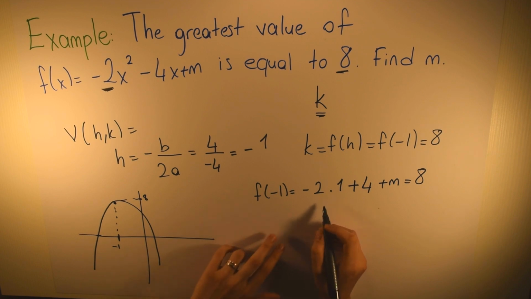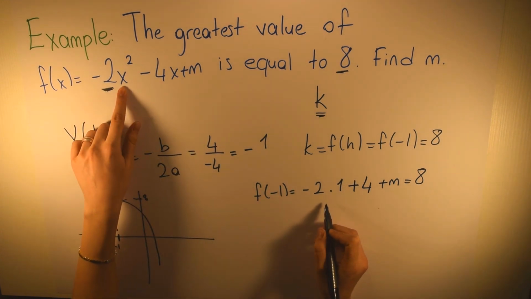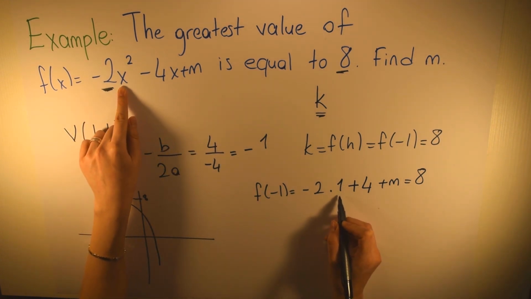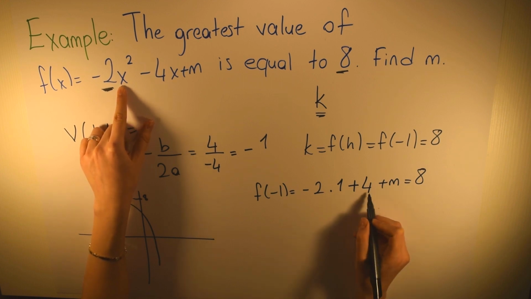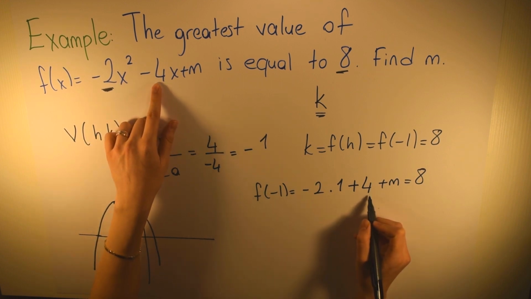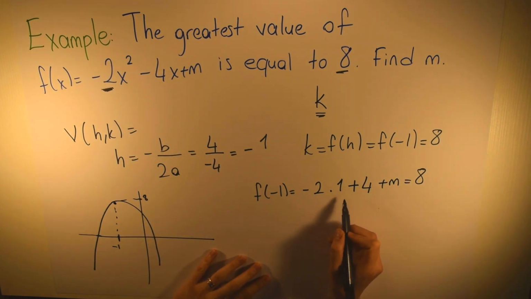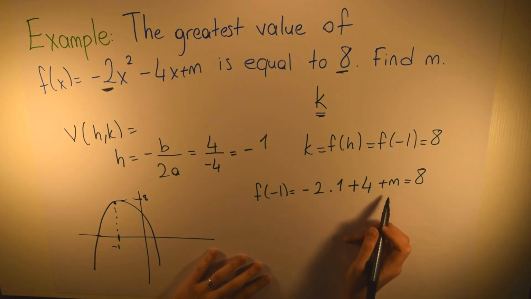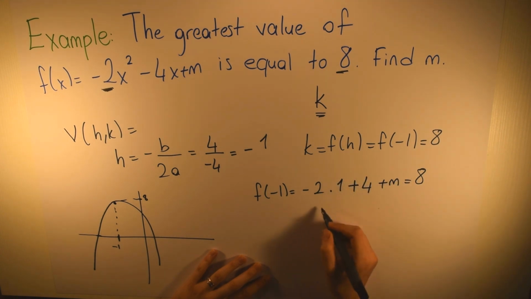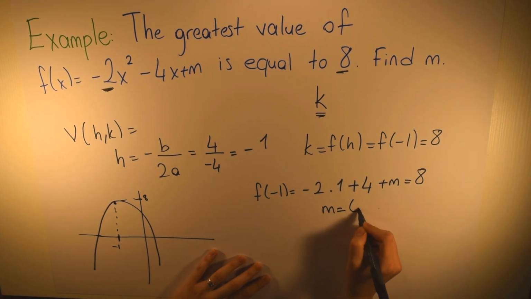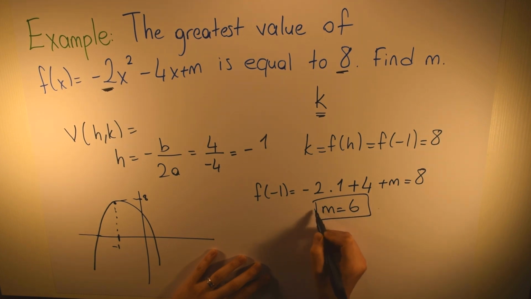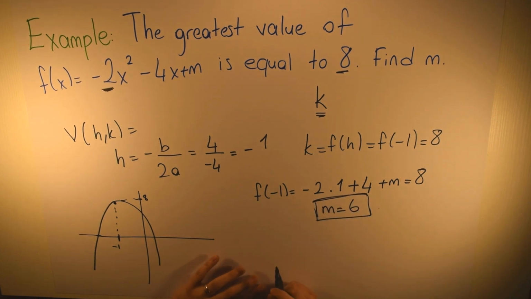Let me check it one more time. We put minus 2 times, instead of x, I put minus 1. Minus 1 squared is 1, and then here minus 1 times minus 4 is plus 4, plus m is equal to 8. So from here we will get plus 2 plus m. When I put it on the other side, m will be equal to 6. So this is the way you need to follow to get to the right answer in this kind of questions.